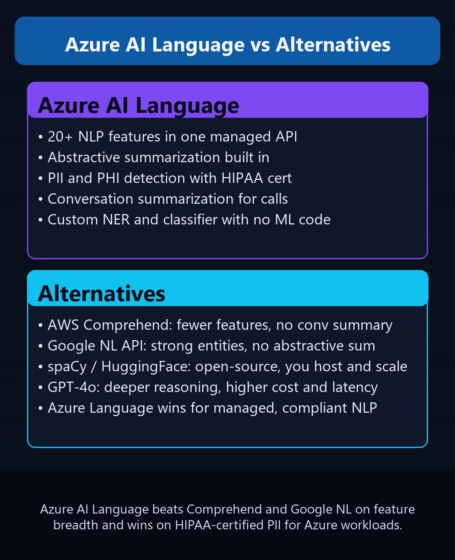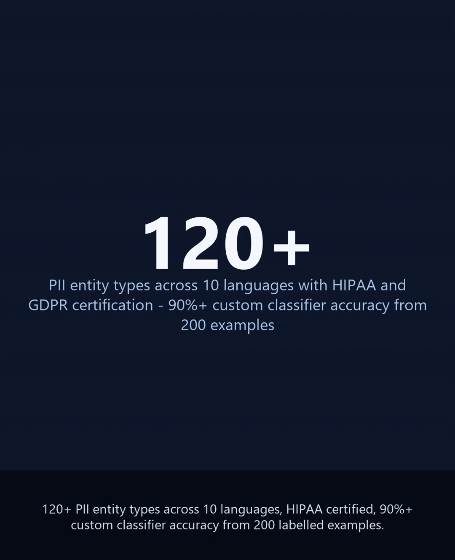Azure AI Language PII detection supports over 120 entity types across 10 languages and is certified for HIPAA and GDPR compliance. The abstractive summarization model can condense a 50-page document into a 5-sentence summary in under 2 seconds. Custom text classification reaches over 90% accuracy on most enterprise use cases, with fewer than 200 labeled training examples.